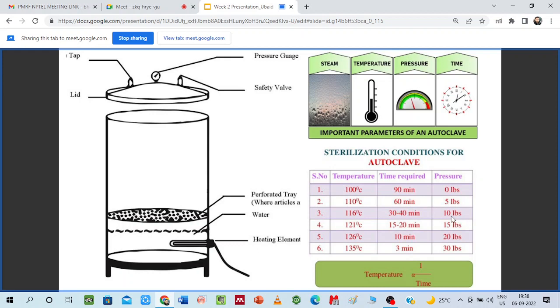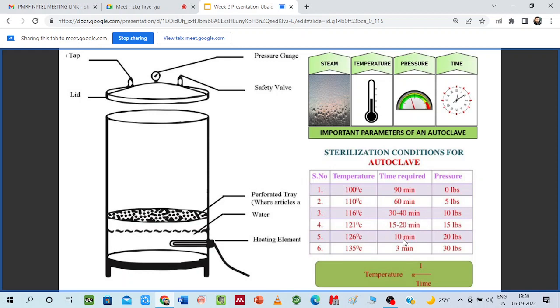If the pressure is 10 pounds per square inch, the temperature will only reach 116, and 30 to 40 minutes will be required. Usually in an autoclave there is 15 pounds of pressure, and we autoclave for 15 to 20 minutes, and the temperature at that time will reach 121 degrees centigrade. Usually in the autoclaves present in labs, this 121 degrees centigrade temperature is maintained at 15 pounds per square inch, and we autoclave for 15 to 20 minutes.